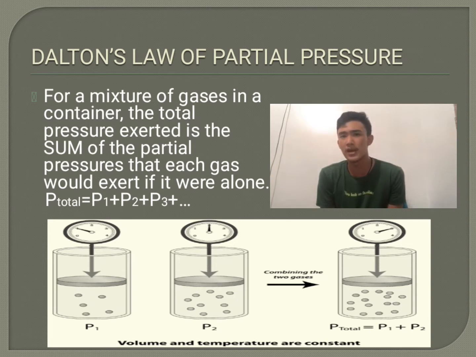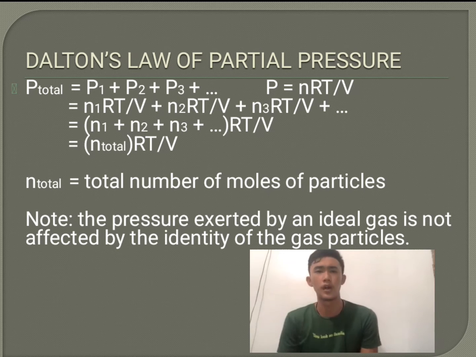So if we have two gases and we mix them together, the total pressure of the mixture will be equal to P1 plus P2. P1 and P2 are called the partial pressures of the individual gases. Now, looking at the expression here, we can say that P is equal to nRT over V. So we can replace every pressure by its expression.